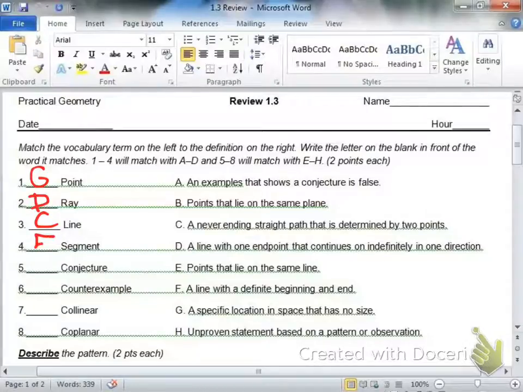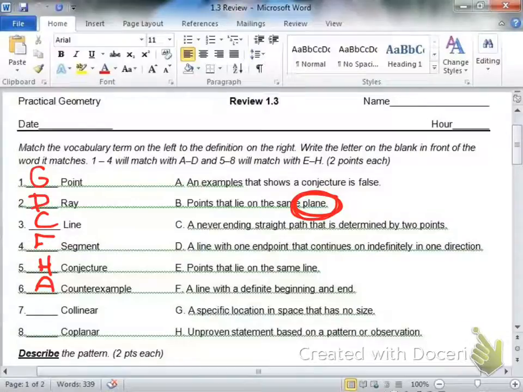Good. Conjecture? H, an unproven statement. Good. A counterexample is A. Good. Hold on. Collinear. They're both the same. Hold on. In B, though, look, it says the same plane.